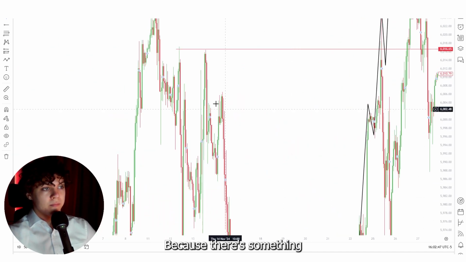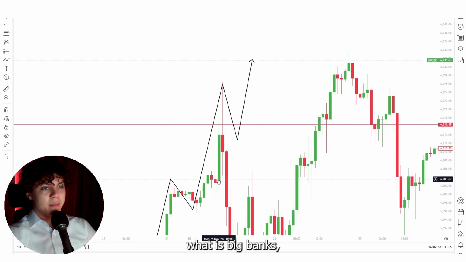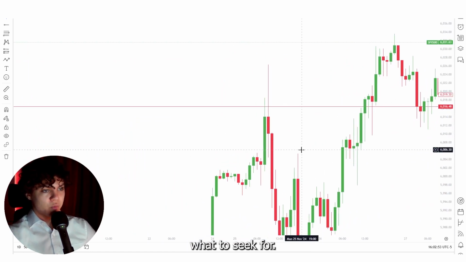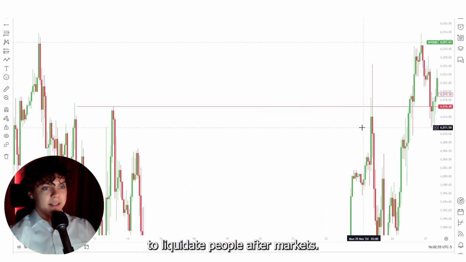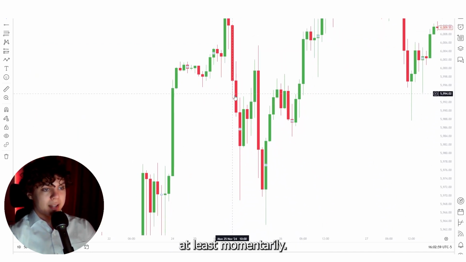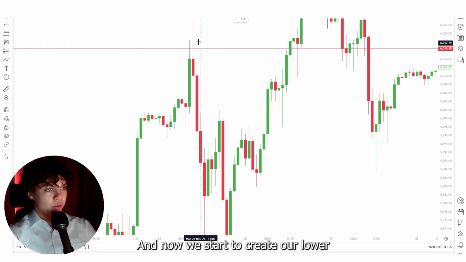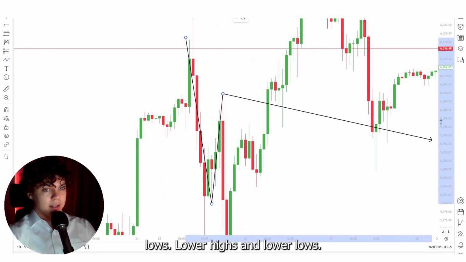Why? Because there's something called a liquidity sweep. Liquidity is essentially what these big banks, institutions, and hedge funds want to seek, and they want to take it to liquidate people out of the market, and then they can switch the trend direction, at least momentarily. And as you can see, what happens here, there's the trend switch, and now we start to create our lower highs and lower lows.